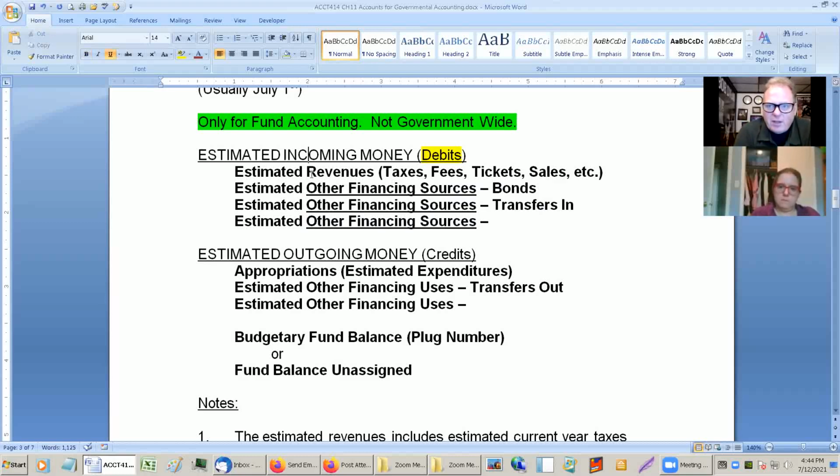And again, weird thing, these are debits. It's almost like they're closing the account before it happened. And down here, estimated money going out, this is money that we're going to spend. One of the odd things is called appropriations. Those are just estimated expenditures. They usually don't call them estimated expenditures, even though that's what they are. They call them appropriations. These are what we're estimating that we're going to pay out.